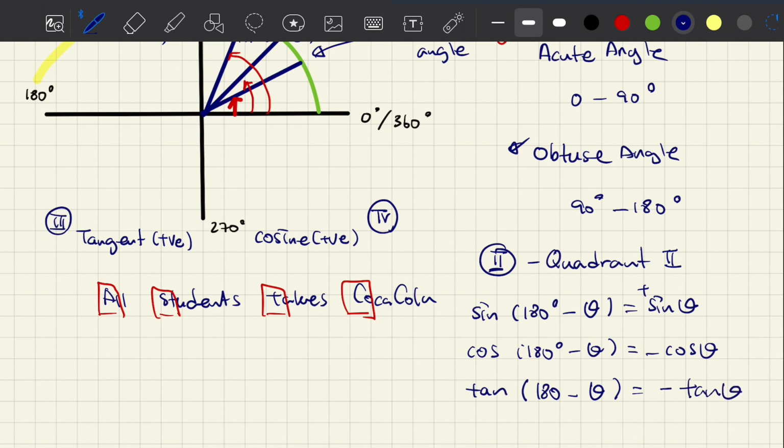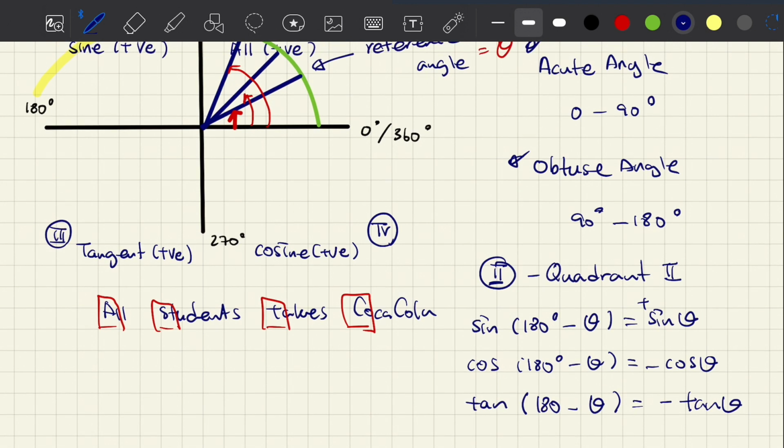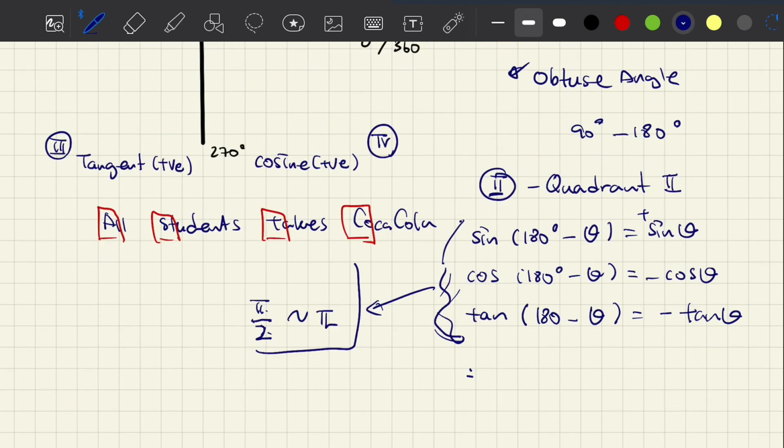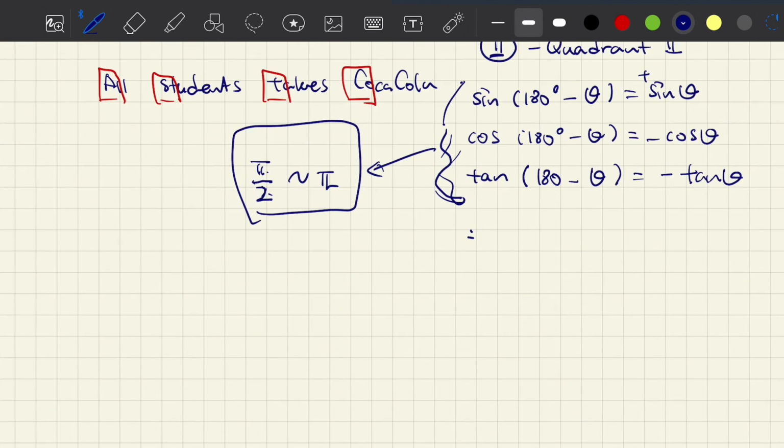Okay, this is to find the angle between 90 and 180 degrees. Right? So this is how you calculate the angles between pi over 2 and pi. Next, if we are trying to calculate angles in quadrant 3. So quadrant 3.